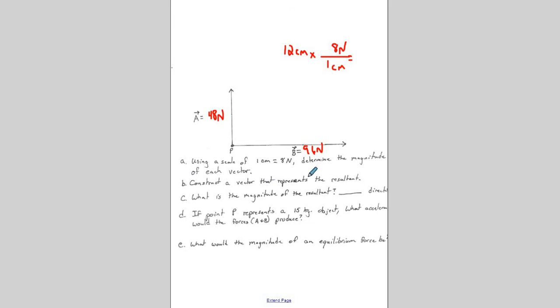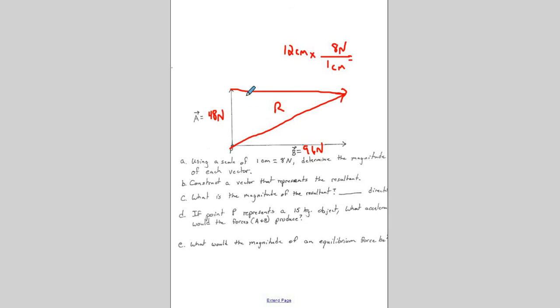Alright, so it says construct a vector that represents the resultant. There are two ways that I can go about doing this. I'll show you both. I'm going to take one of the vectors; it doesn't matter which one I start with. I'm going to use vector B, and I'm going to copy that vector up here, preserving the direction, so it goes to the right, and preserving the magnitude, making the exact same distance. So I'm drawing a 12 centimeter line up here. Now my resultant goes from the tail of my first to the tip of my last. So my resultant would look something like so. Okay, so there's my resultant.